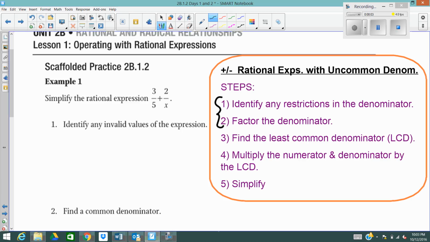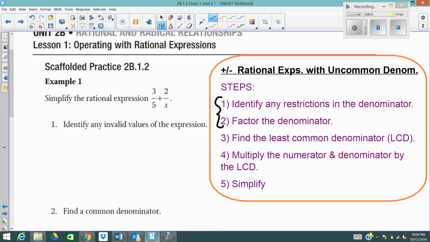Once we factor our denominator, we want to find the least common denominator, meaning what can I multiply by to cancel every single denominator, or to make sure that every single denominator is represented. Then you multiply the numerator and denominator by that and simplify. It's a lot of steps, but you'll see what I'm talking about.